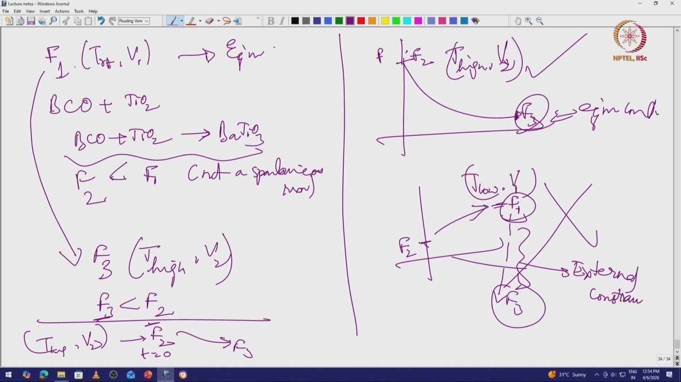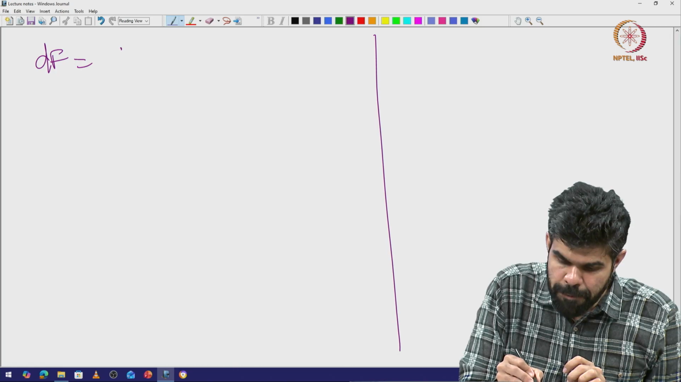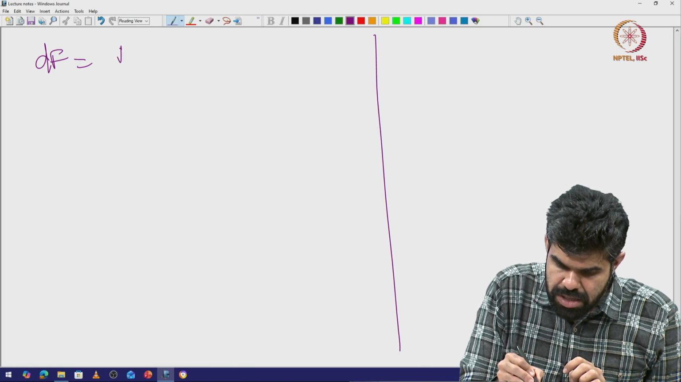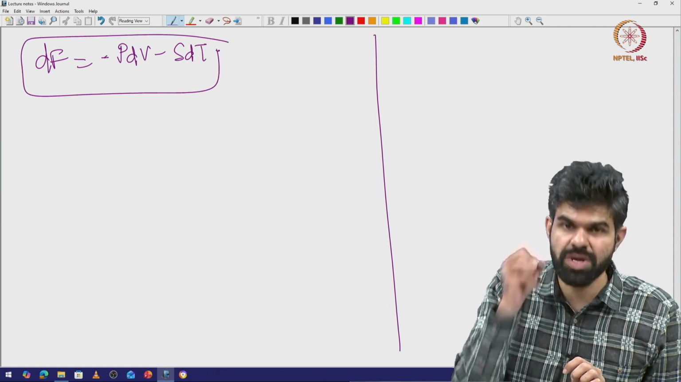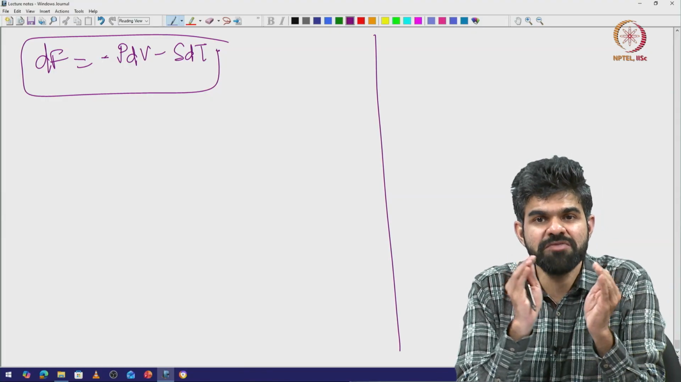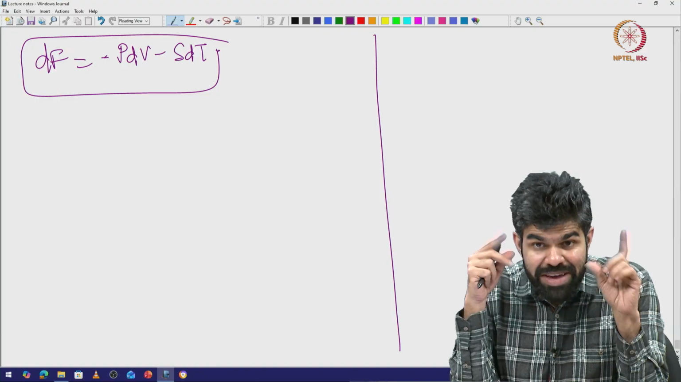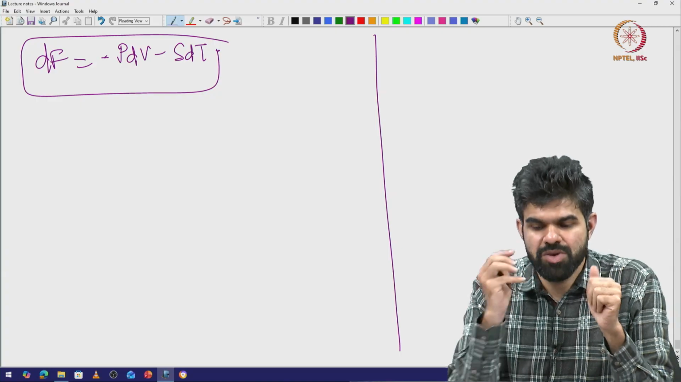Okay, I hope this is clear now. So, I have to change my equilibrium condition from F1 to F3, and that change is depicted from this equation, or by changing the external conditions by saying dF equal to minus PdV minus SdT. So, the way to change F, or the new equilibrium F, is to change the volume of the cell or the temperature of your process.